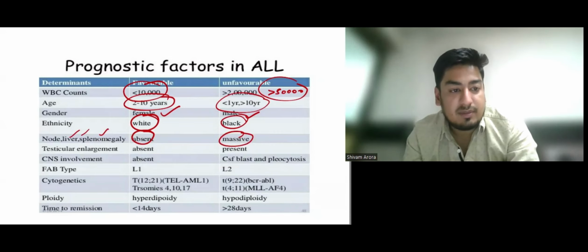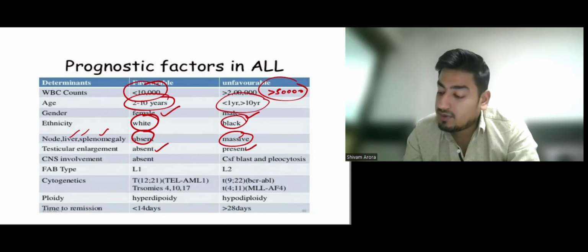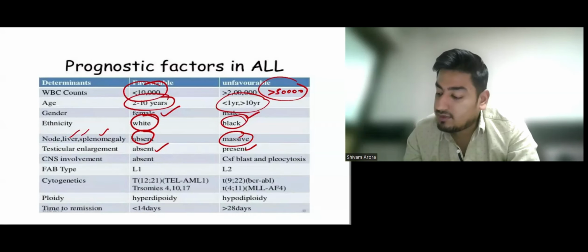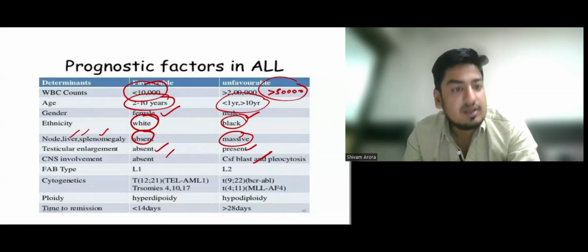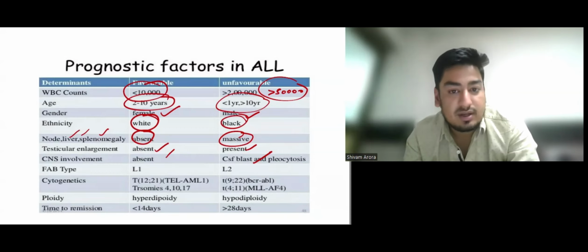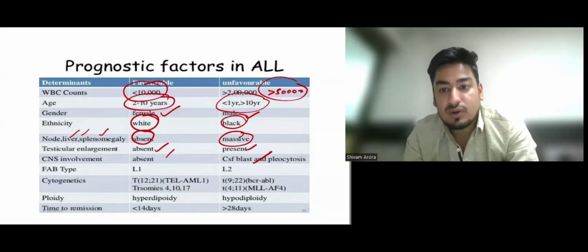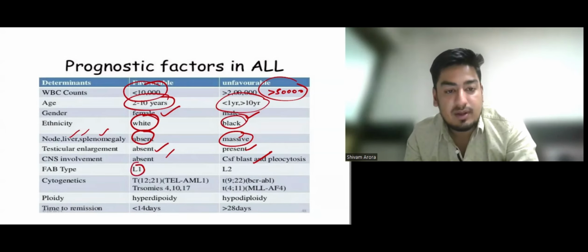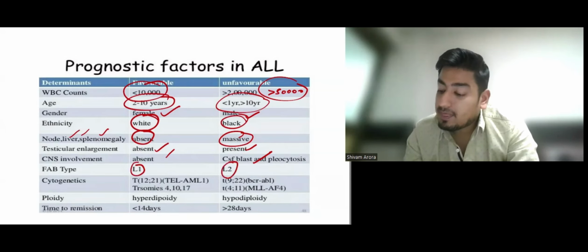नहीं है देन इट्स फेवरेबल. टेस्टिकुलर इन्वॉल्वमेंट है तो फेवरेबल नहीं है. नहीं है then it's favorable. CNS involvement again, if there then it is unfavorable. If it is not there then it is favorable. Okay, so ये तो conceptual ही है कि organs अगर extra nodal या blood के अलावा कुछ और organ involve हो रहे हैं then it is not favorable, otherwise it's favorable. FAB type L1 is favorable, L2 is not favorable.